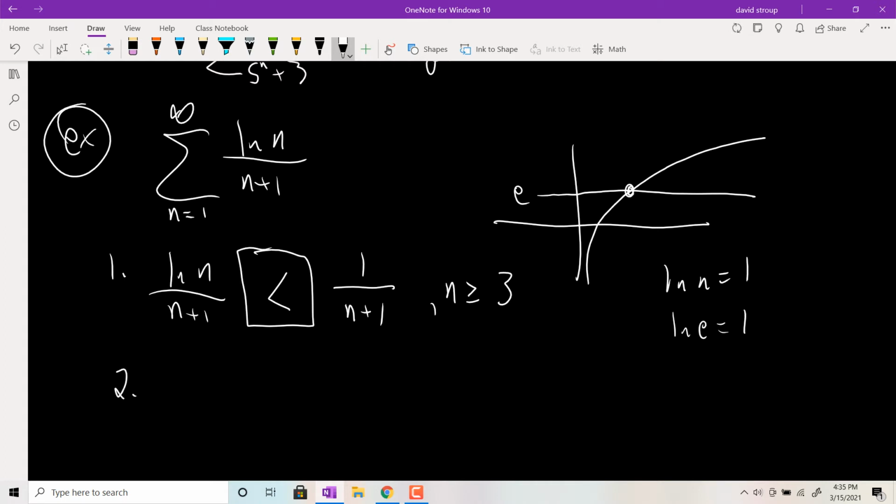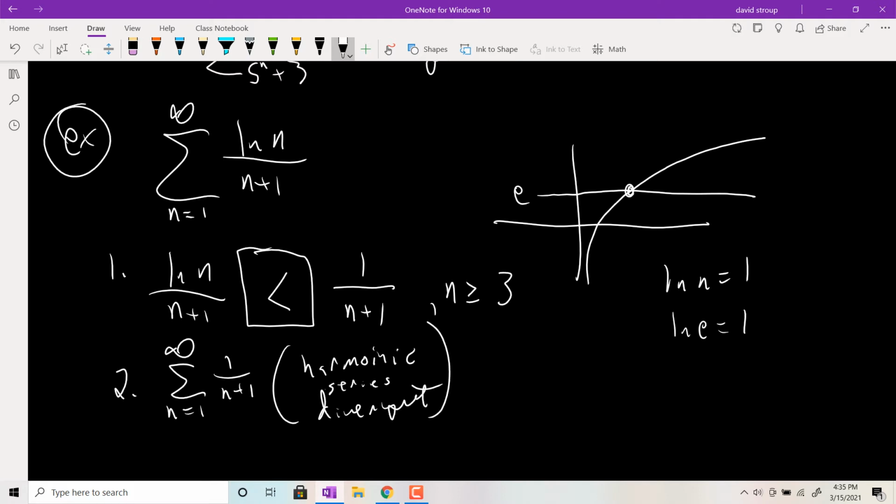Then we look at the series of 1 all over n plus 1 from n equals 1 to infinity. That's basically just a harmonic series, but it's missing the first term, right? So it's a harmonic series, it's divergent. So that inequality does not quite work for us, because the one we've created is divergent. Bummer.